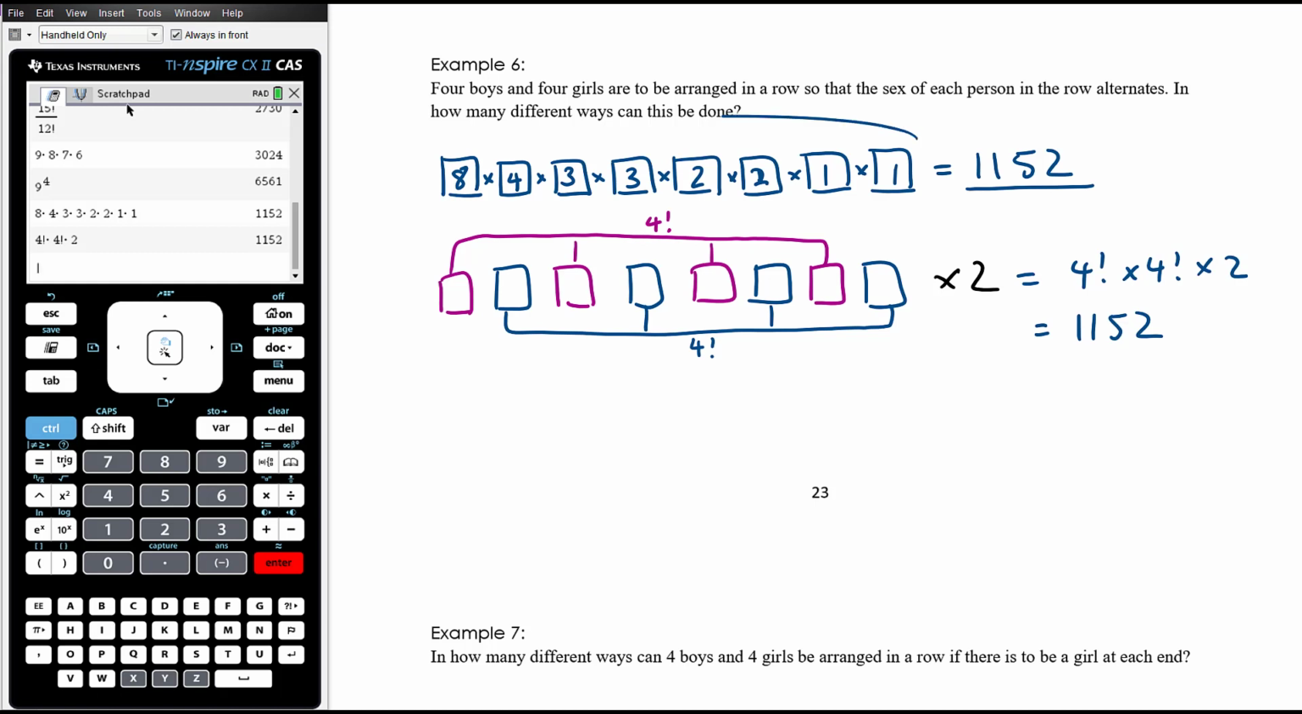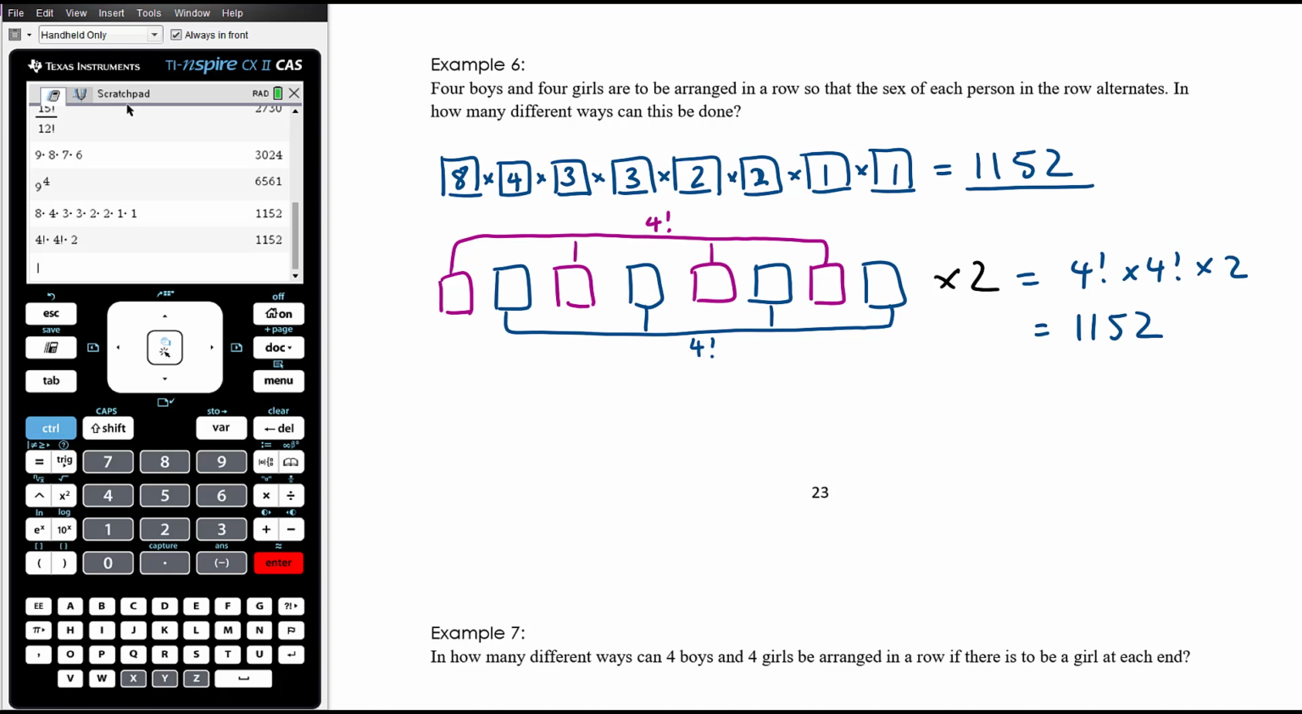Essentially, if we have a look at this calculation, we can see that 4 times 3 times 2 times 1 is the 4 factorial for arranging the girls. And if instead of writing this as an 8, I write it as 2 times 4, then I've also got the 4 times 3 times 2 times 1 different ways of arranging the boys, and then doubled. So it is the same calculation. The numbers are just being put together in a slightly different way, thinking in a slightly different logical way about it.